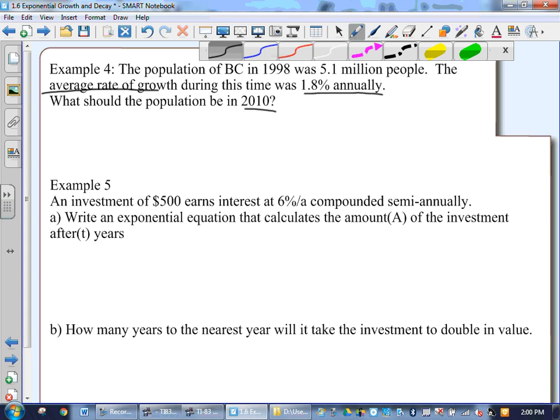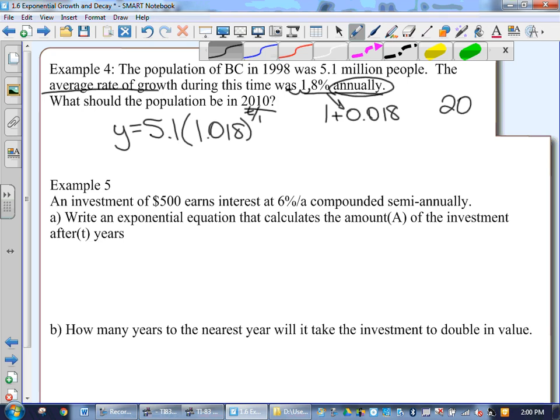So I don't know the final amount. I'm starting with 5.1 million people. It's increasing by 1.8%, so my rate of change is 1.018 to the power of T over P. Now my period's going to be 1 because it says annually. Now it wants the population in 2010, so 2010 subtract 1998, so 12 years later. Okay. So I want my time actually to be 12.